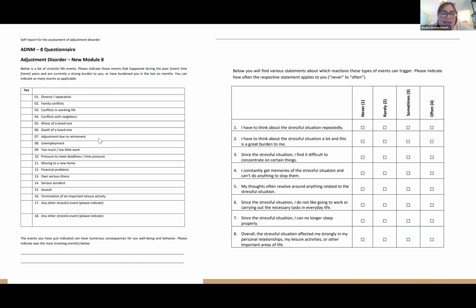Next, you will see the ADNM. This is just an 8 question, the 8 questionnaire here. So you've got the list of stressful life events, and then it says, please indicate those events that happened during the past insert time frame here. So depending on what you are trying to assess, you can break it down into time frame, and it also talks specifically about the last 6 months. And on this, again, self-report, and then we go into the second half, which is how often are these things showing up for you. So never, rarely, somewhat, or often.